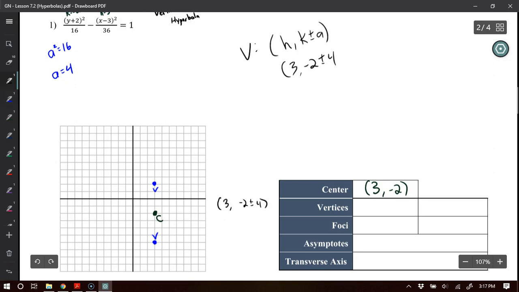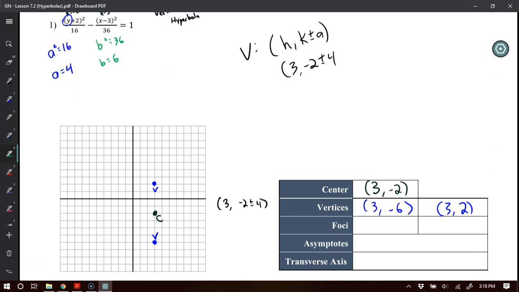So let's see, those coordinates would be (3, -6) and (3, 2). There I used the formula if it makes you happy, but notice I got those same points by counting a units from the center in the direction it tells me to count. b squared is 36, so b is 6. Now we're going to use that to get the foci and the asymptotes.